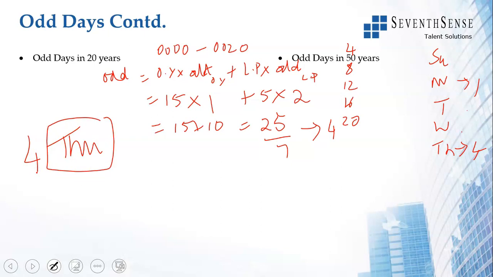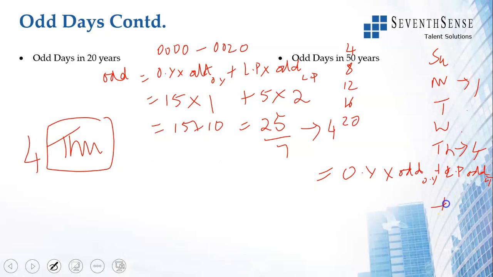Odd days in 50 years: similarly, we do ordinary years into odd days of ordinary year plus leap years into odd days of leap year. The number of leap years in 50 years will be 12. How do you do that? 4 into 12 is 48. You can't do 13 because then it will become 52. If there are 52 years, there are 13 leap years. If there are 50 years, there are only 12 leap years.